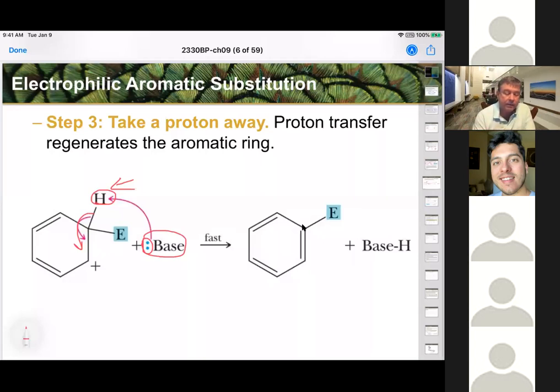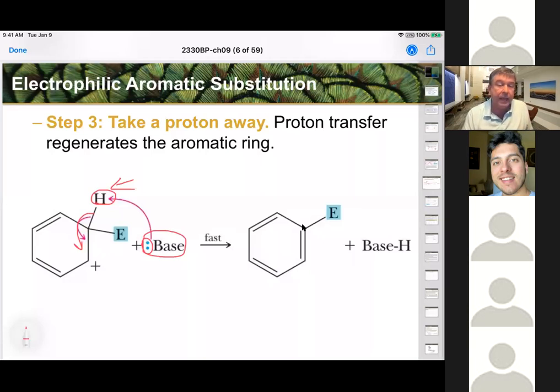And technically, it allows this carbon to go back to being an sp2 hybridized carbon. So when this goes back to sp2, we can re-aromatize. All right, so those are the three steps. Let's look at each of the different reagents we have.